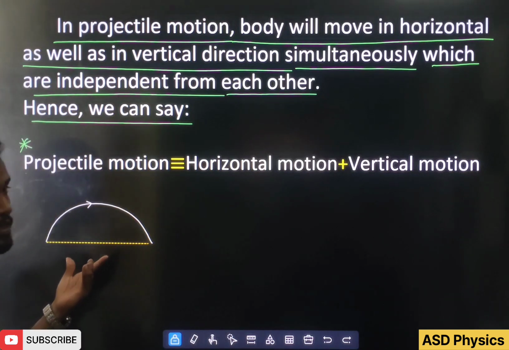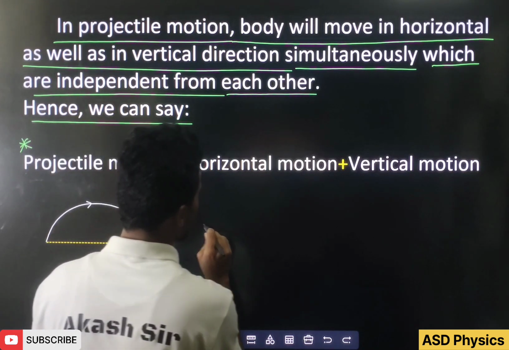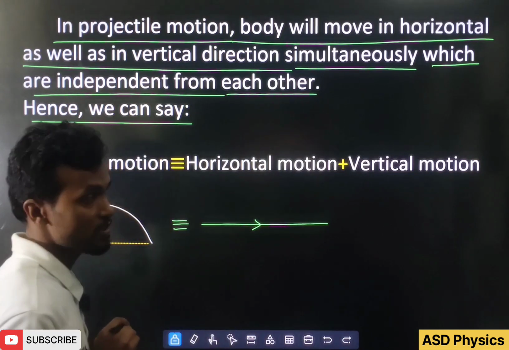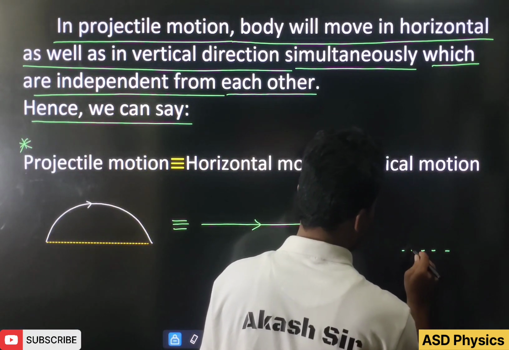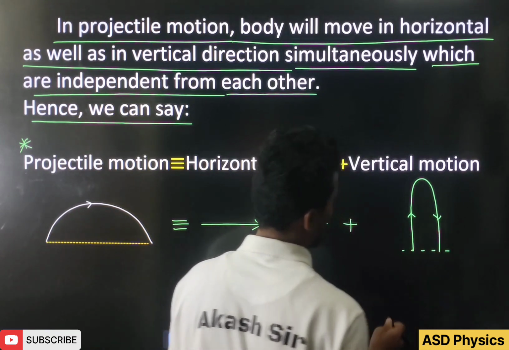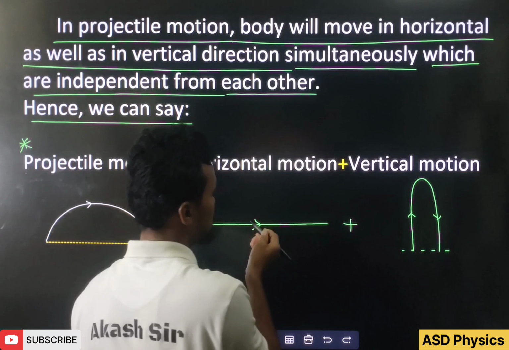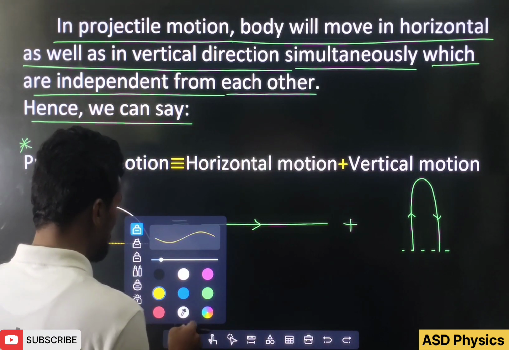So this is the projectile motion, a parabolic path. This is the combination of the horizontal motion, see here, the horizontal motion is happening, plus the vertical motion. Vertical motion we used to draw like this. It will go up and then it will go down. Actually, this is the horizontal motion, and this is the vertical motion. Just a representation. And both are mutually perpendicular.